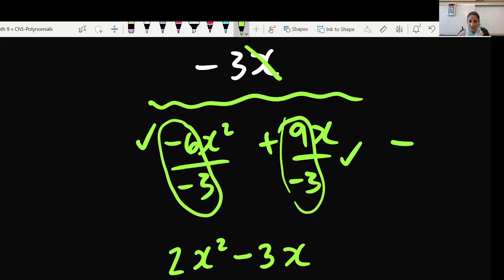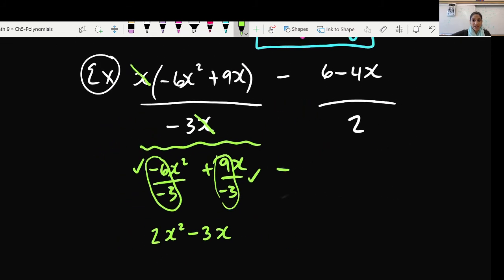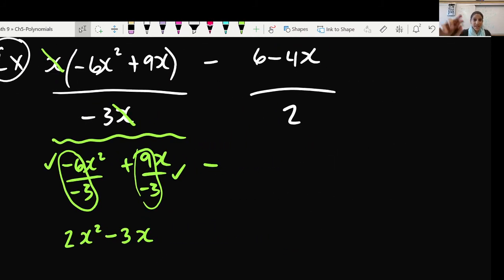So I'm dealing with it step by step, aware of the fact that I'm living in denial and have ignored part of it, but no big deal because now I'm going to go back to that part. For that part, there's nothing that I can cancel out top to bottom like I was able to here. So I'm just going to go ahead and rewrite this separately: 6 over 2 minus 4x over 2.